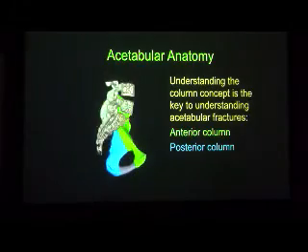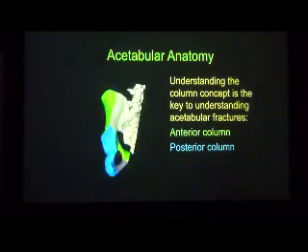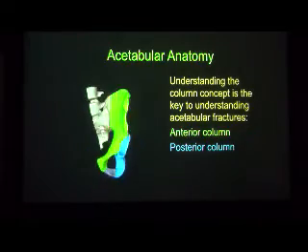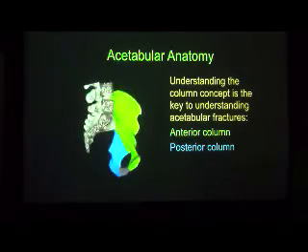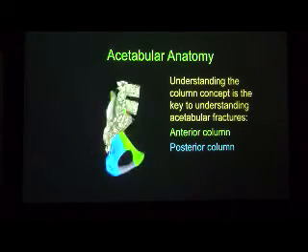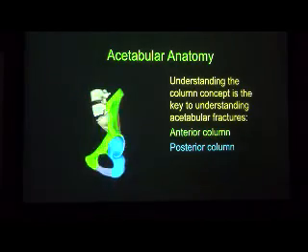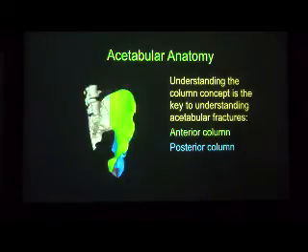The posterior column in blue is here: ischium, posterior half of the acetabulum, and it ends just at the top of the greater sciatic notch. So it's a much smaller structure. And the weight of the body is transmitted through the anterior and posterior columns. And we use this understanding to classify fractures and also to guide our treatment.